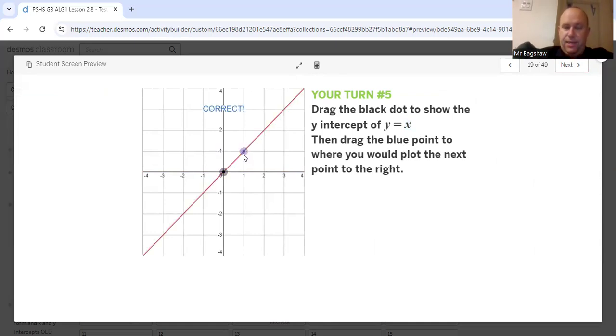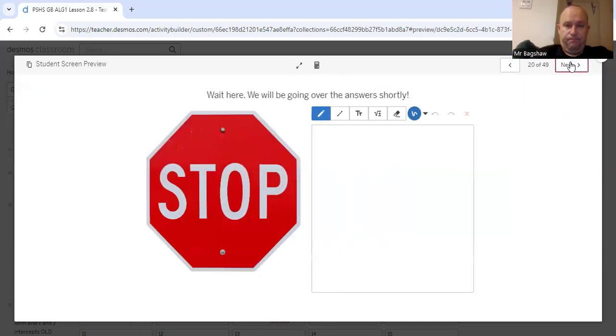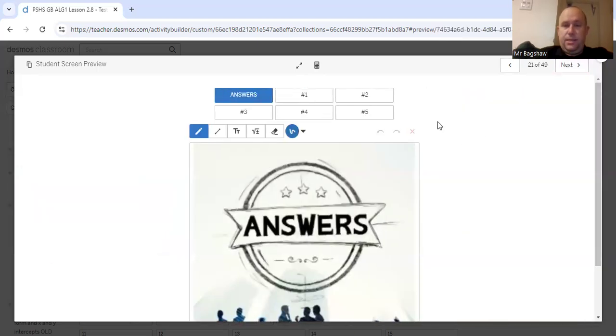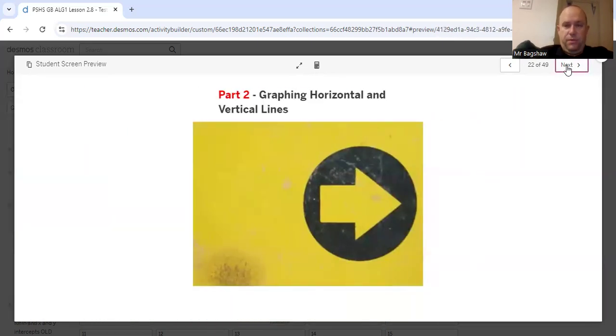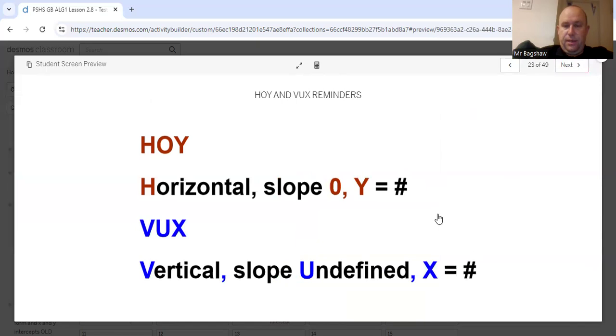And y equals x is a really important graph. We talk about that one a lot in transformations of functions, so it's called the parent function. So it's really important that you recognize that one quickly and are able to draw it quickly as well. There are answers contained within the Desmos activity, so you could always look at those. As I just talked through all of them, we will move on to graphing horizontal and vertical lines.